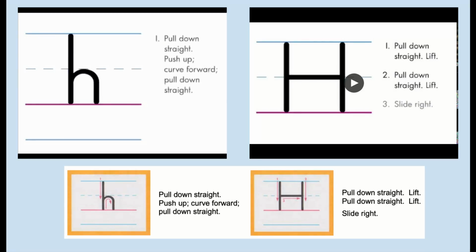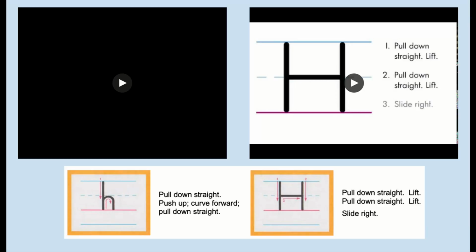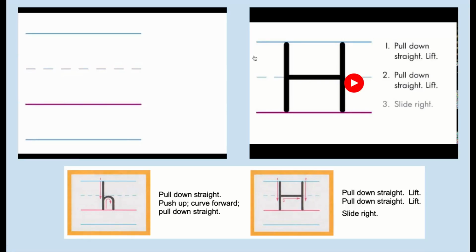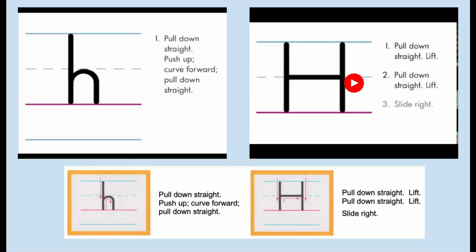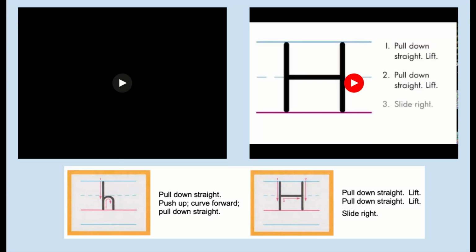Lowercase h. Now pick up your pencil and let's try one as we watch the video again. Lowercase h. 1. Pull down straight. Push up. Curve forward. Pull down straight. Lowercase h. Put your pencil down and let's watch the video on how to form an uppercase H.